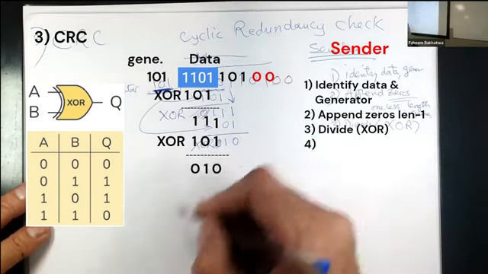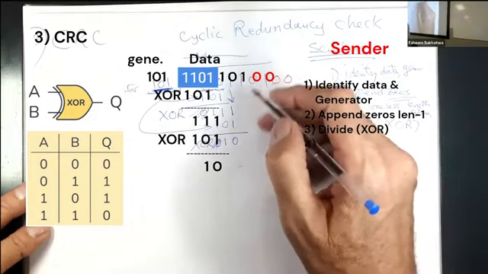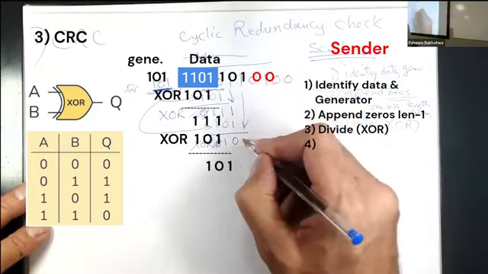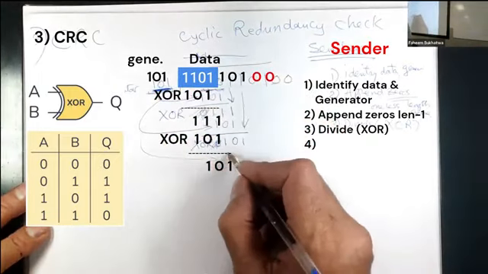Get rid of this one here, this 0, sorry. And what will I bring down? Only 1 bit, so that's 101. Now we have the same number of bits. Bring down the 101 again.